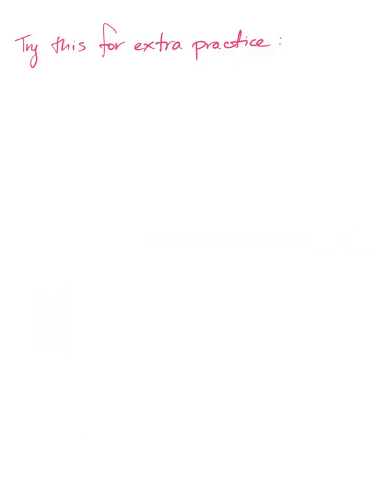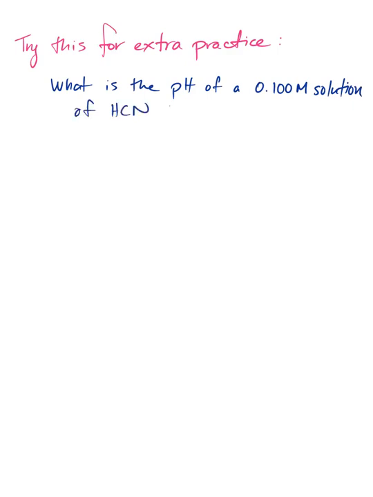If you'd like some additional practice, try this problem. What is the pH of a 0.100 molar solution of HCN? And the Ka of HCN is 6.2 times 10 to the minus 10th. The answer to this problem is 5.1.